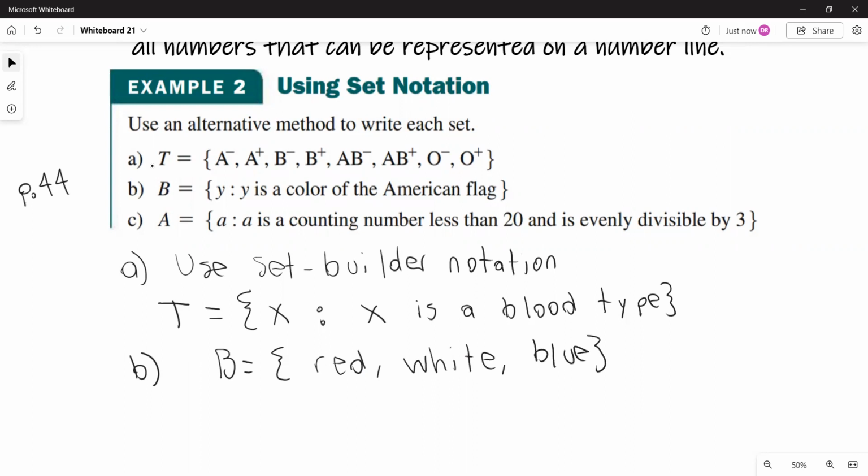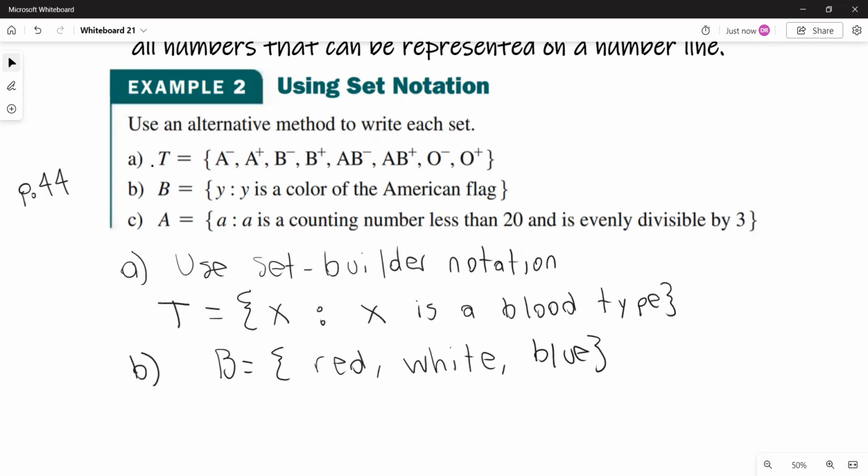So I wrote them in this order for no particular reason, but I could have written blue, red, and white, or white, blue, and red. We'll see in the next section that the order in which we write the elements is not important. So you can change the order, or you can repeat elements, and it's the same set.